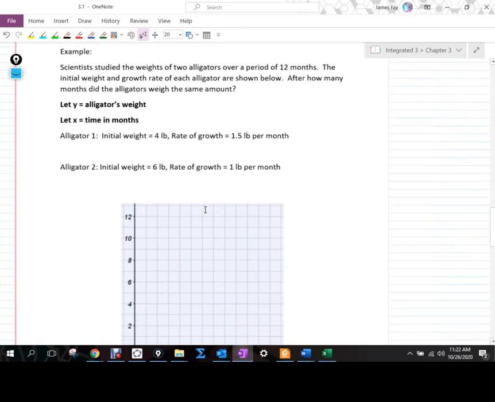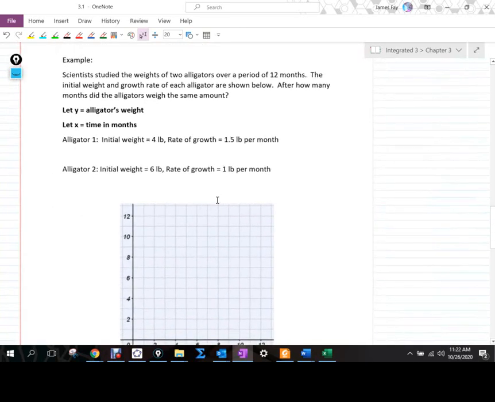So here's an application of this. It says scientists studied the weights of two alligators over 12 months. The initial weight and growth rate of each alligator are shown below. After how many months did the alligators weigh the same amount?